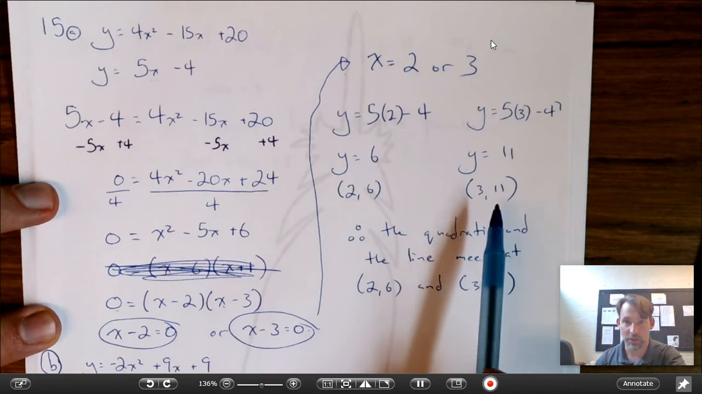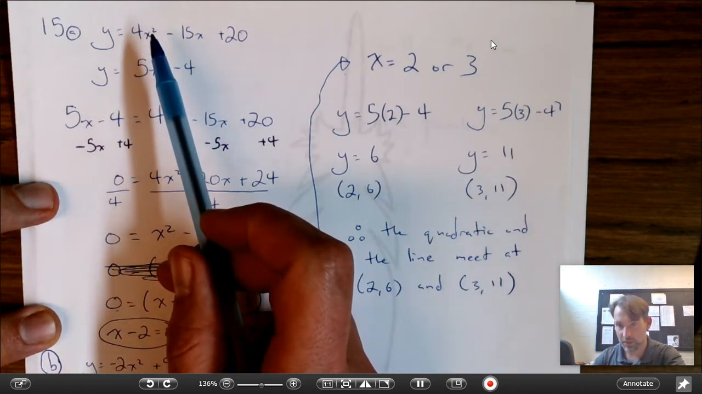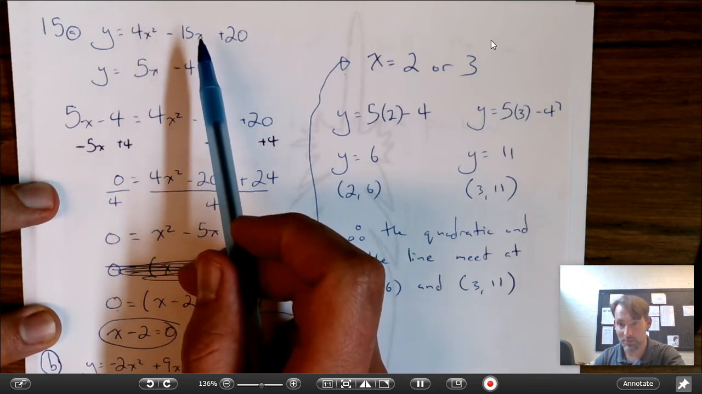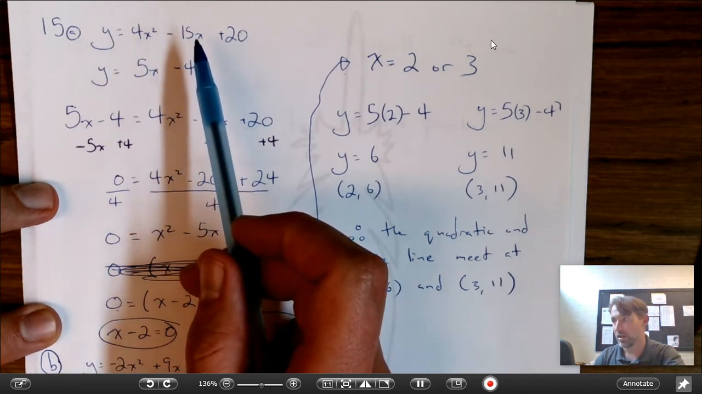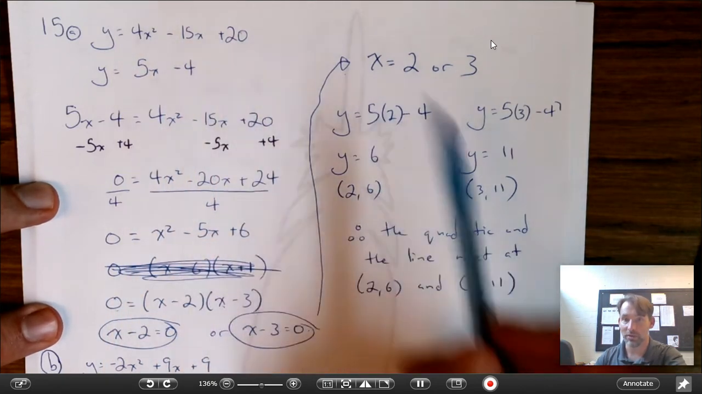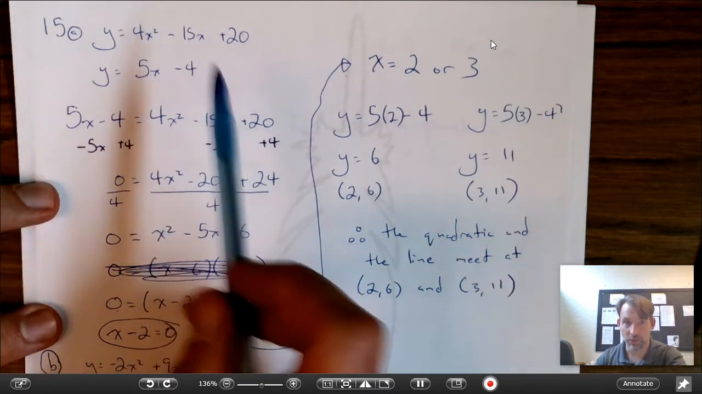All right, now let's check this one, (3, 11). 4 times 3 squared gives us 4 times 9 is 36. Minus 15 times 3, so minus 45. So 36 minus 45 gives us negative 9. Negative 9 plus 20 is 11. So that's that point there. All right, so I've just checked those.